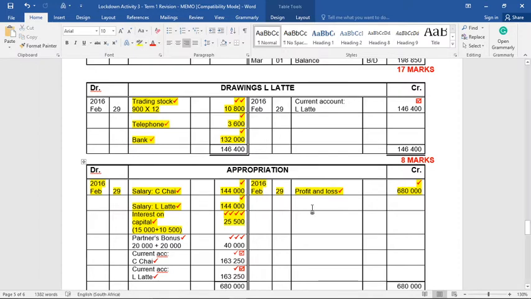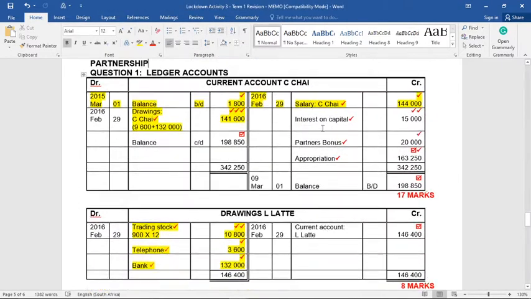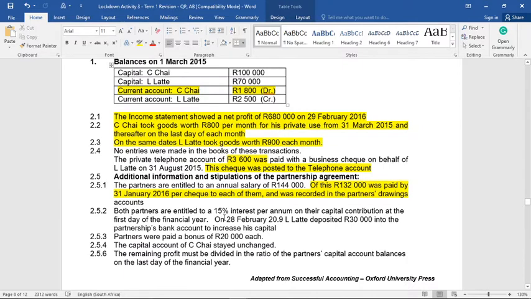Remember, interest on capital is giving them access to more money. So in their current accounts, we're going to put their interest on capital. So for C. Chai, he got 15,000, and we would have done the same for L. Latte. Do not let this deposit of 30,000 Rand to increase his capital throw you, okay? It's just telling you that a good while ago, Latte gave a bit more capital. It's not affecting the adjustment for this year.